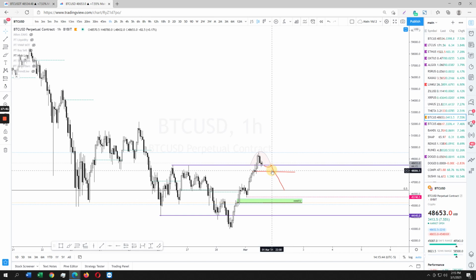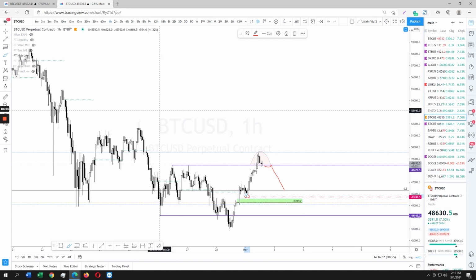Wait for this purple line to break down, short it, target the midpoint, which is the low to mid 46,000s, and then flip long somewhere down here on the weekly open at the green order block. But make sure that this low gets taken down here. That's where all the liquidity is resting. So if we get an opportunity to long the low to mid 45s, do it.